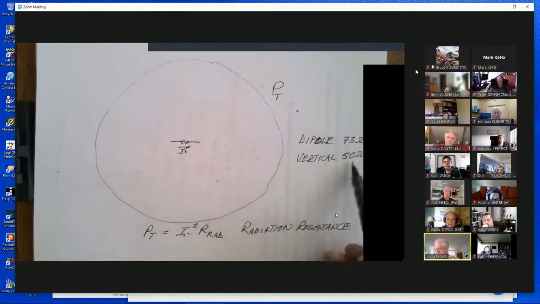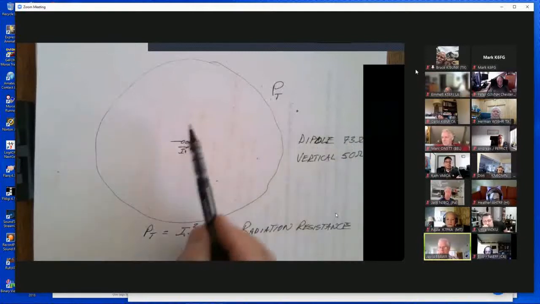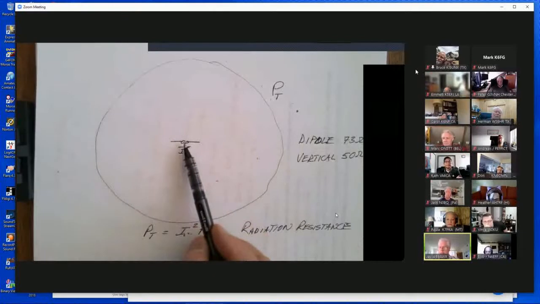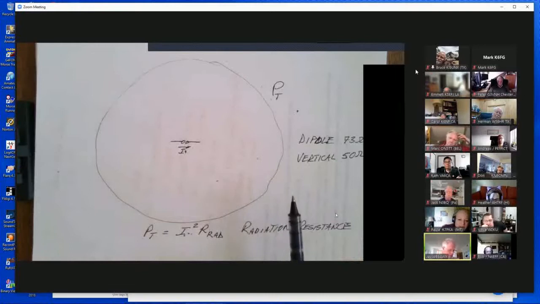But notice something here. We can assign a value to this. We know that a dipole looks like 73 ohms. A vertical looks like 50 ohms. And then we can use this to start talking about efficiency.